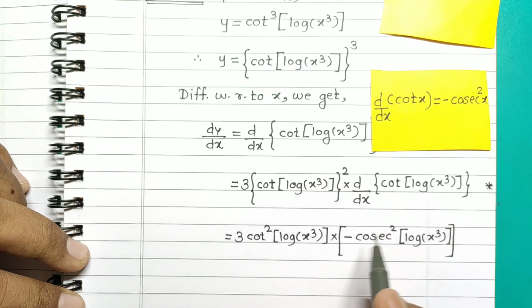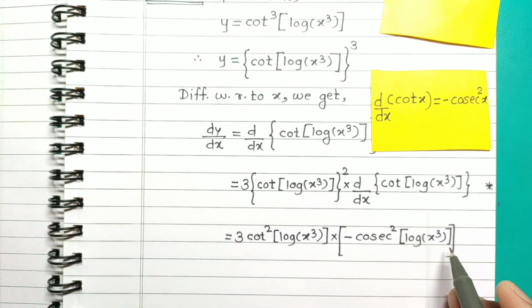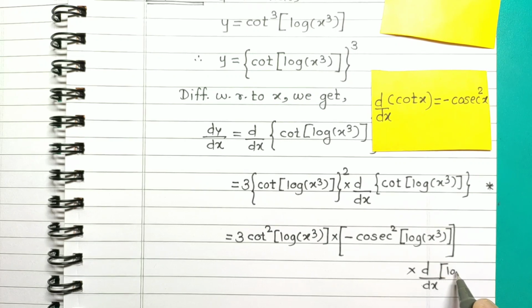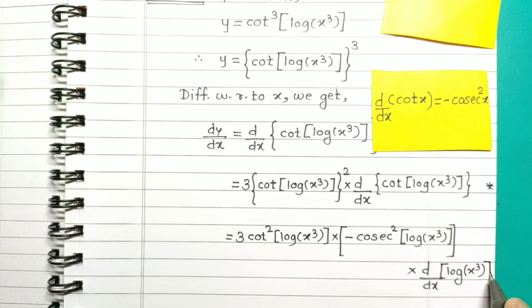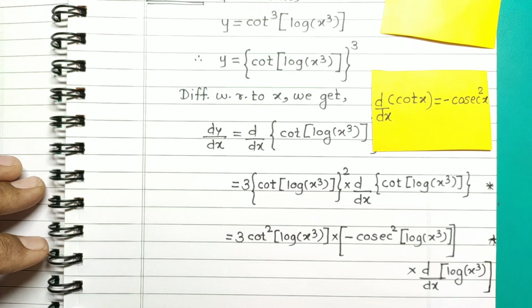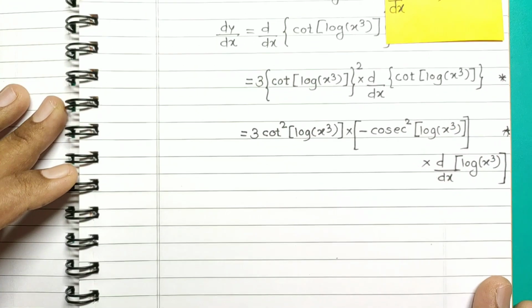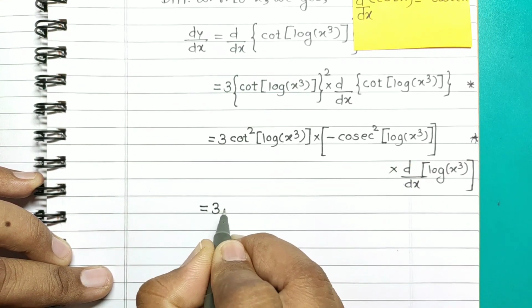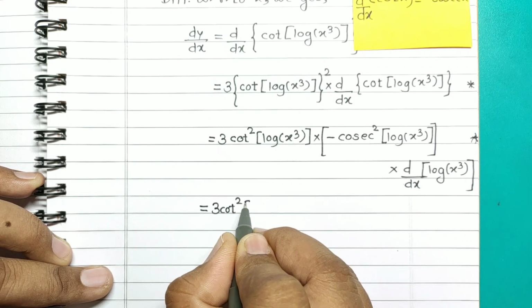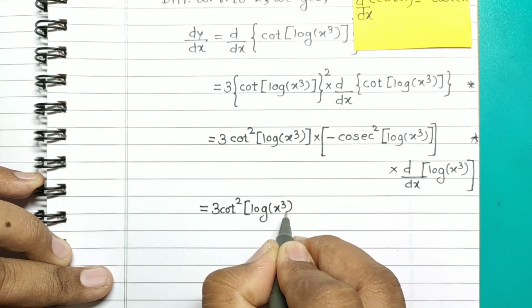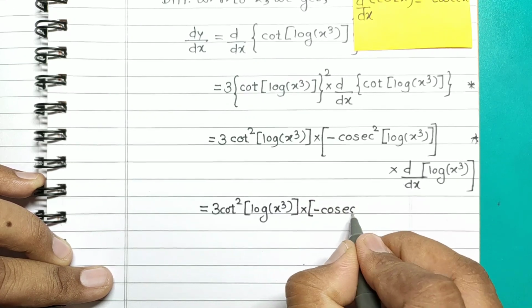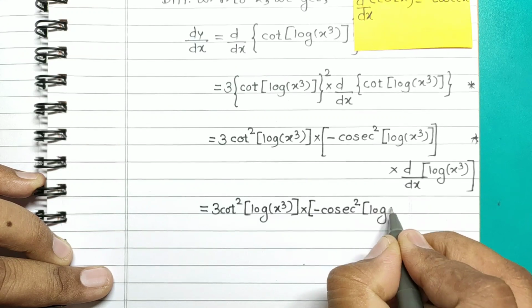Derivative of cot of something is minus cosec square of something, and you multiply by the derivative of this something function, which is log of x cube. Okay, you note this step again. Here again we have used chain rule. Now we have to carry the first two terms as it is. So this is 3 into cot square of log of x cube into minus cosec square of log of x cube.